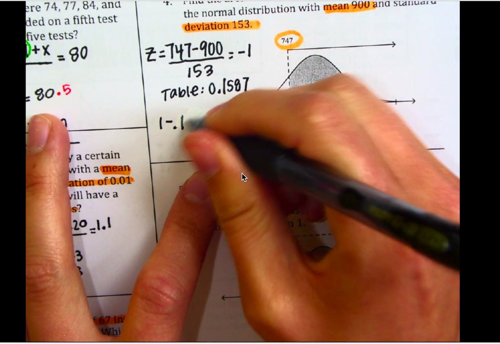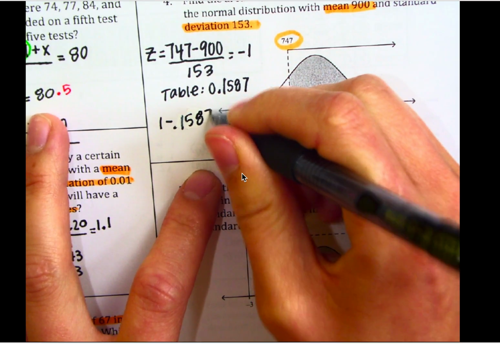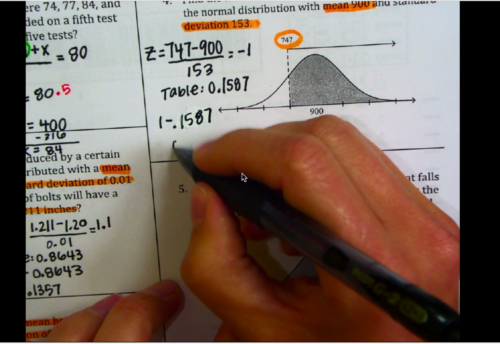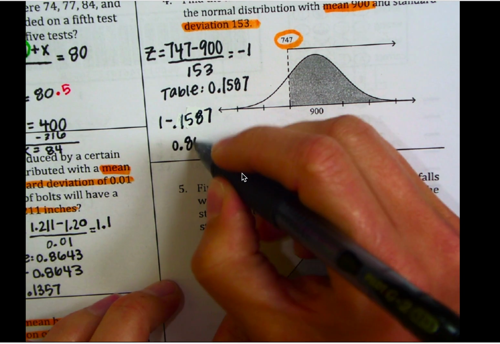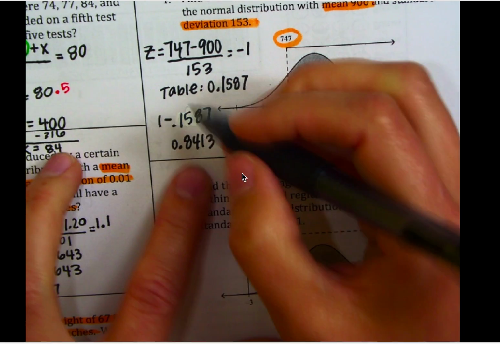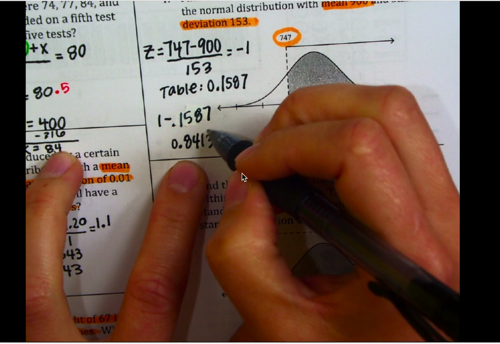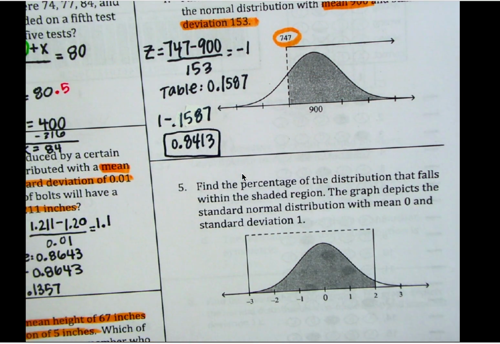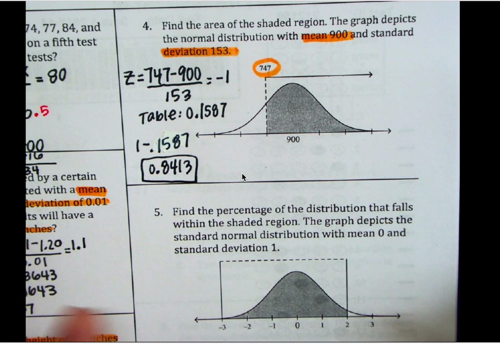Okay, 0.1587. And then in your calculator, you get 0.8413, and that is going to be my answer. So it's 0.8413 or about 84%. Okay, so we'll just leave it as that.